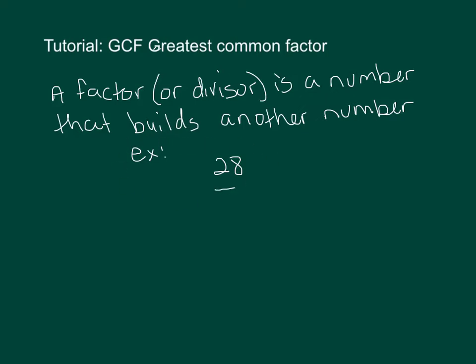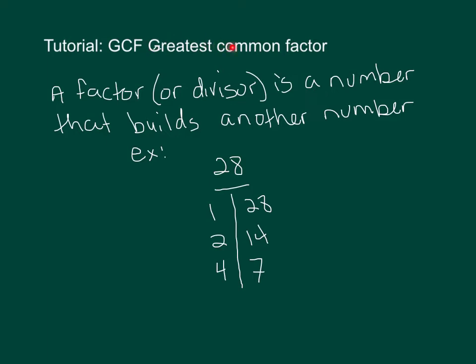All of the factors of 28 are the numbers you could multiply together to build it, or numbers that divide evenly into 28. 1 times 28 builds 28. 2 times 14 builds it. 4 times 7 builds 28. So all of these are factors of 28, and they would divide evenly. 2 goes into 28 evenly, 4 goes into 28 evenly, 7 times. 14 goes into 28 evenly, 2 times. So they are divisors that go evenly into 28.